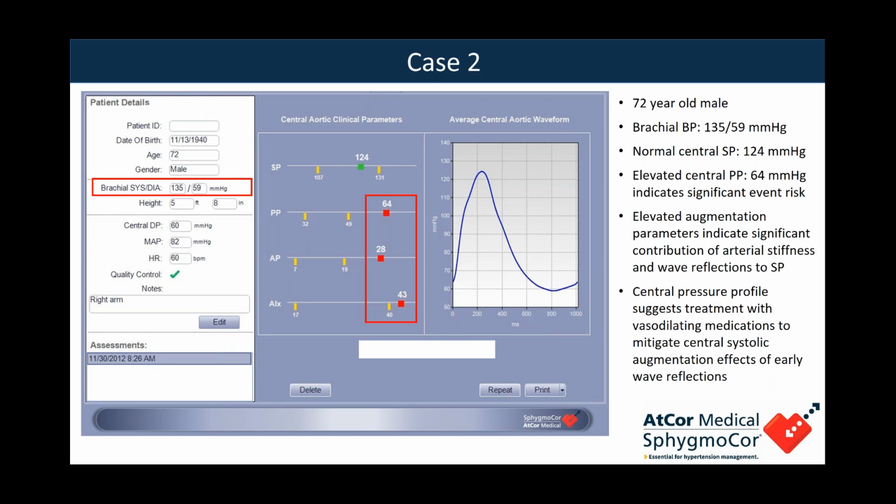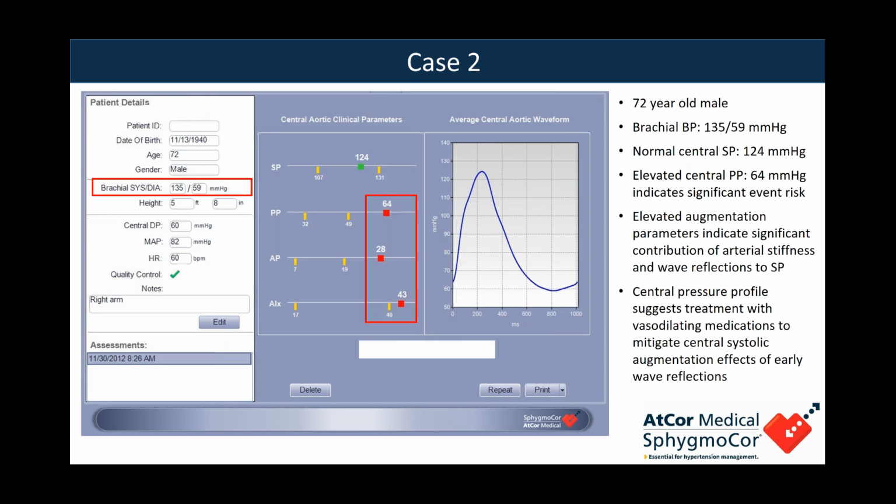Here's another case, and this is a display from the SphygmoCor device of a 72-year-old man with a brachial blood pressure of 135/59. Certainly nothing that would appear markedly troublesome or ominous to somebody on its face. And his central systolic blood pressure was 124 on the SphygmoCor measurement.